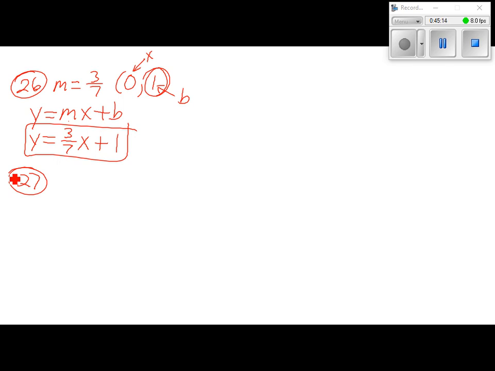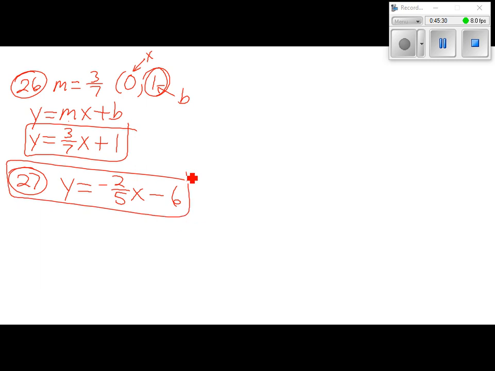27, if you look at it, same idea, so I'm going to do it real quickly. Y equals, the slope this time is -2/5. So y equals -2/5 times x, and the y-intercept is -6, so -6. That's our equation.